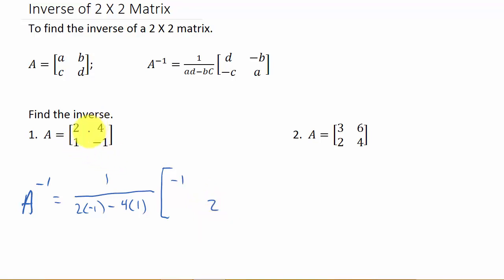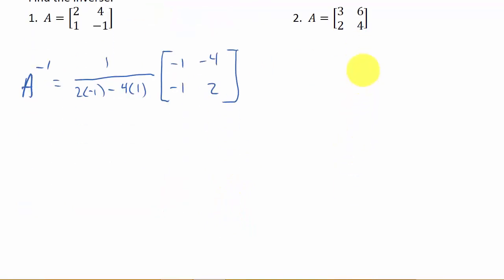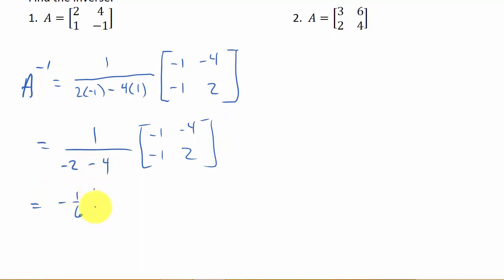And then we change the sign of these. So this would be negative 1, negative 4. Alright, and so that's going to give us 1 over negative 2 minus 4, times negative 1, negative 4, negative 1, 2. And so this is going to give me 1 over negative 6, so negative 1/6 times negative 1, negative 4, negative 1, 2.